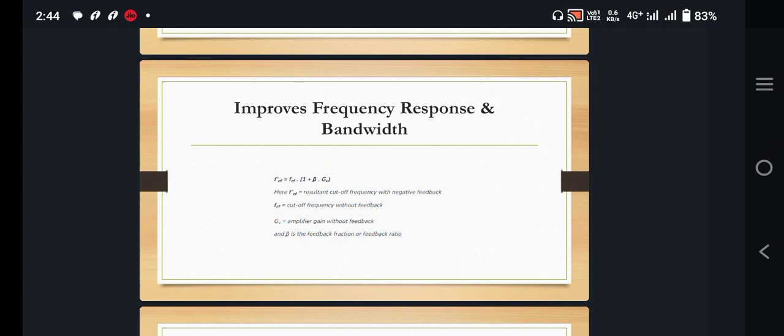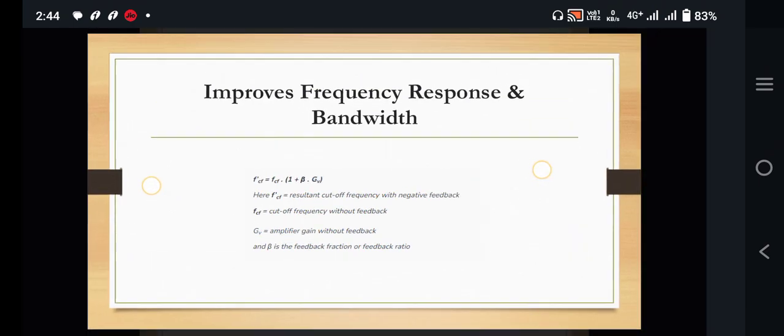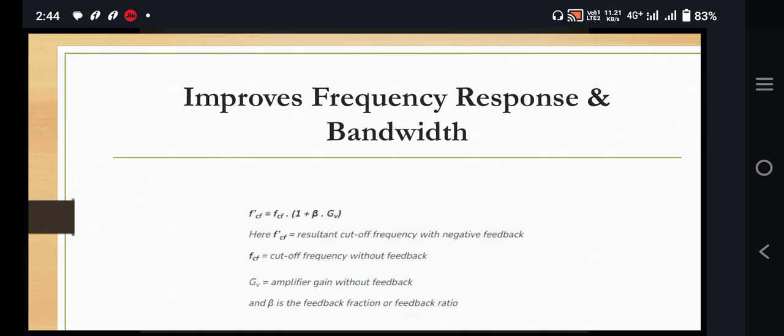Here FD dash is equal to FD into 1 plus beta GV. FD dash is the resultant cutoff frequency with negative feedback. FD is the cutoff frequency without feedback. GV is the amplifier gain without feedback. Beta is the feedback ratio.